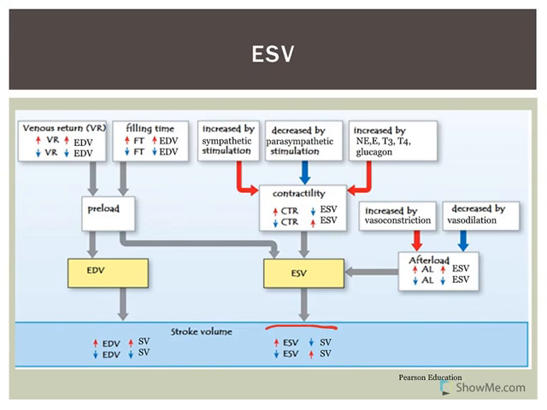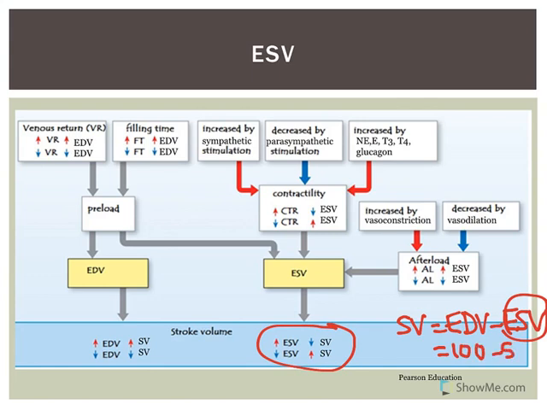So if you look down here, again, stroke volume is equal to end diastolic volume minus end systolic volume. If I increase the end systolic volume, that would lead to a decrease in stroke volume. So again, let's just use some numbers. 100 minus 50, that was 50. 100 minus 60, that's 40.